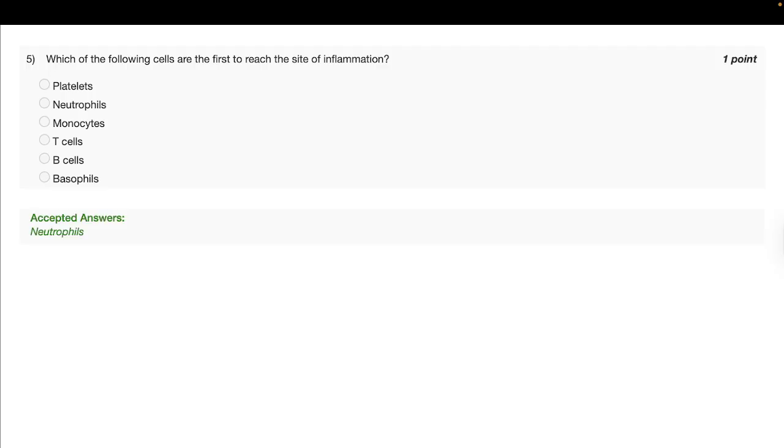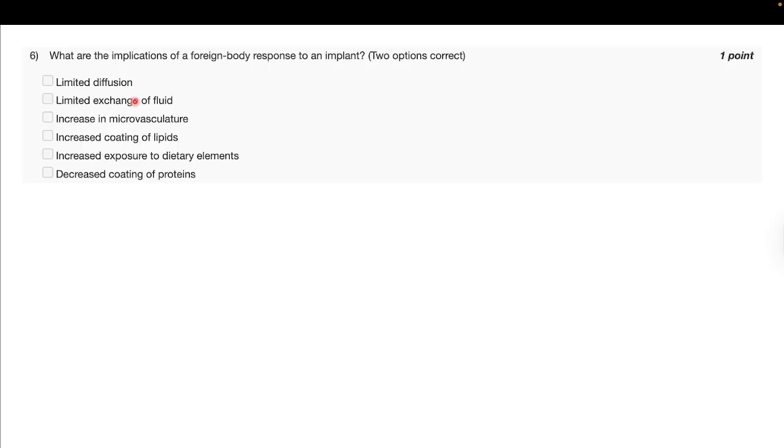Okay, let's look at the answer. You're perfectly correct. Neutrophils are the first cells that reach the site of inflammation. Not much explanation with this, I guess. It's pretty straightforward. Let's move on towards the next question then. Next is, what are the implications of a foreign body response to an implant? Again, we have to choose two correct options.